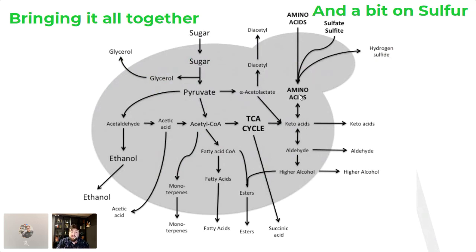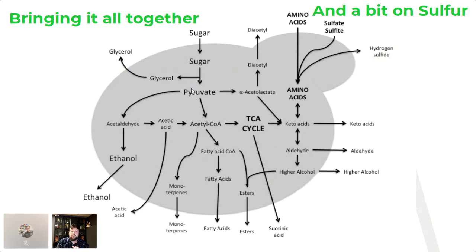That's an amino acid. Now, amino acids can also be brought in from the outside of the cell. These can be broken down into keto acids, aldehydes, and finally higher alcohols, fusel alcohols. All three of these can be excreted outside the cell, which can be various types of off-flavor compounds.